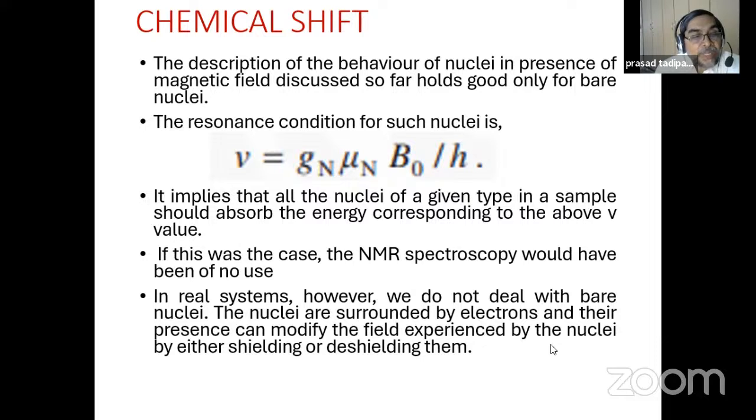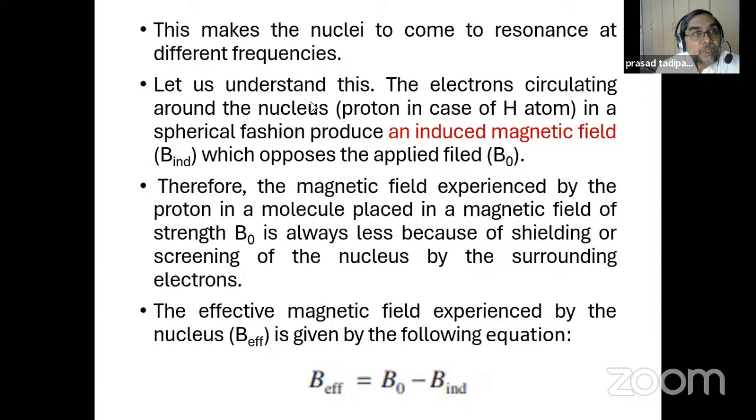So the field experienced by the nuclei is associated with electrons, and then you will get a shielding and de-shielding effect. How the electrons shield the magnetic field and how they de-shield it determines what the nuclei experience. So this makes the nuclei come to resonance at different frequencies. Because of the shielding and de-shielding effects, nuclei will come to resonance at different frequencies.